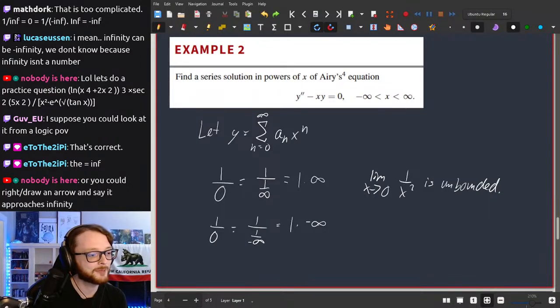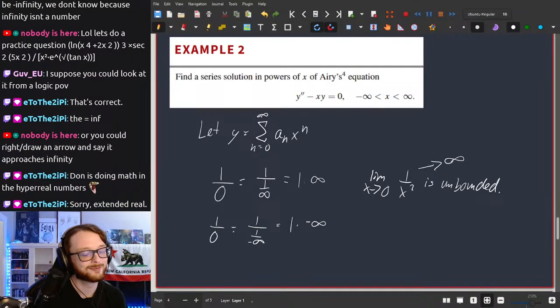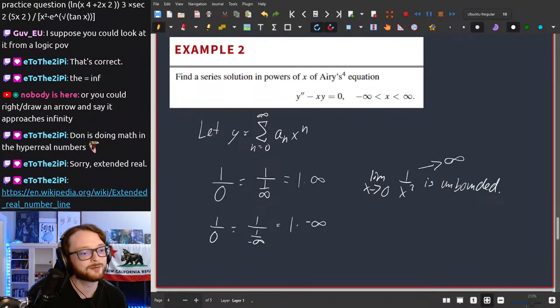Oh yeah, and that arrow notation does exist too, where some people also use an arrow for approaches infinity. Doing math in the hyperreal numbers. And so I think it's never technically correct to use infinity in your equations like this. Okay, yeah, extended reals, that makes sense. Infinity can be minus infinity. We don't know because infinity isn't a number.